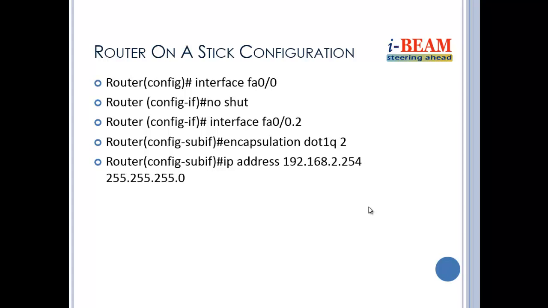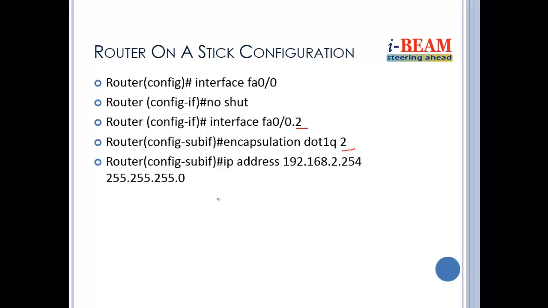under FastEthernet 0/0. To make it easier to memorize, I make the sub-interface number and VLAN number the same. It doesn't need to be the same, but it is better to be the same because it is easier to remember and recognize. So here I created FastEthernet 0/0.2, encapsulation dot1Q 2, IP address 192.168.2.254, 255.255.255.0, etc.